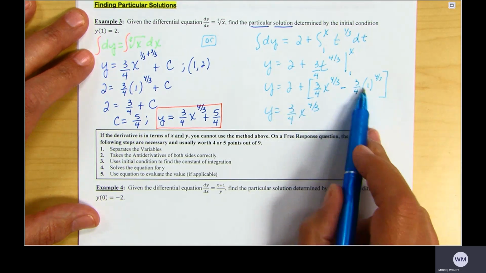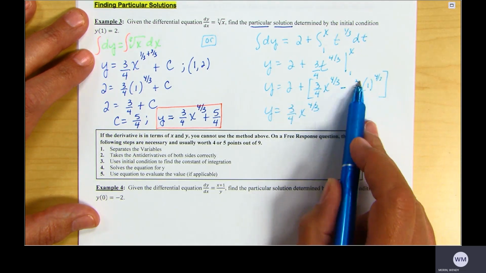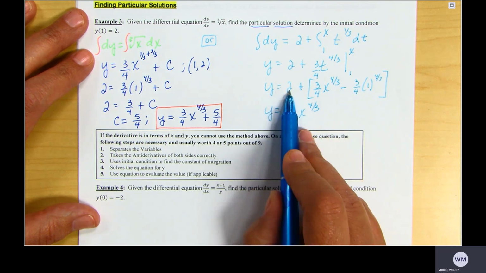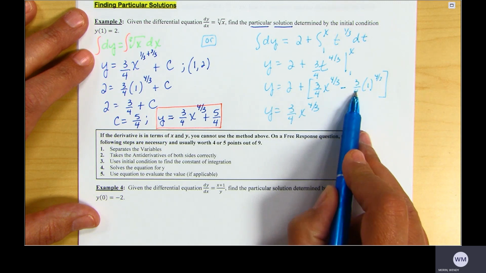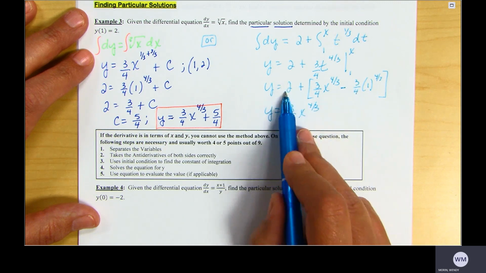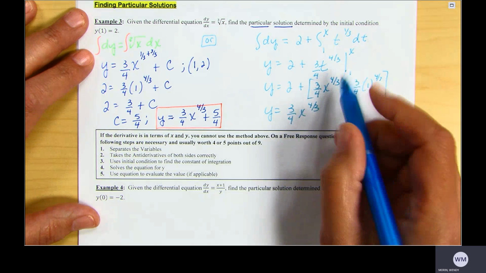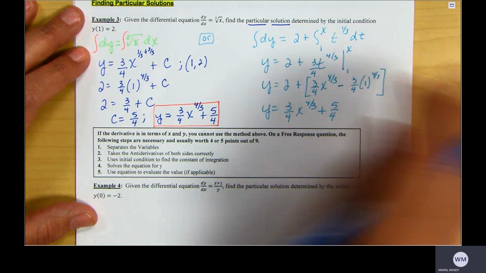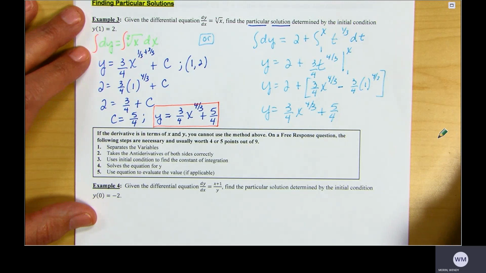This is right here a 1, so that's minus 3/4. Okay, so I get 2 minus 3/4. I get 8/4 minus 3/4, which is 5/4. Same answer.